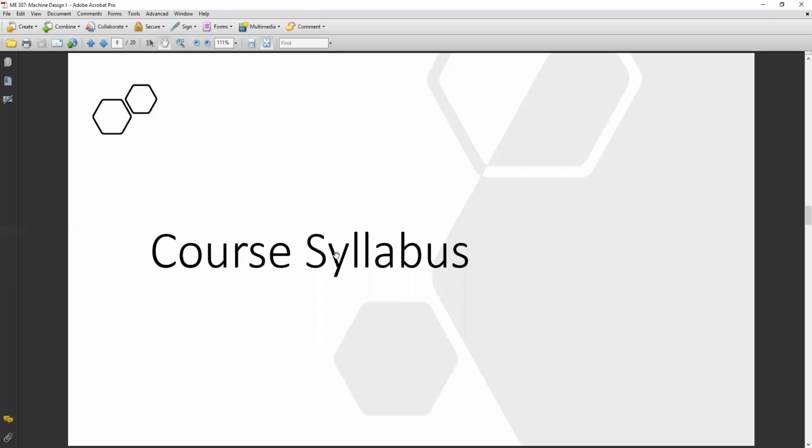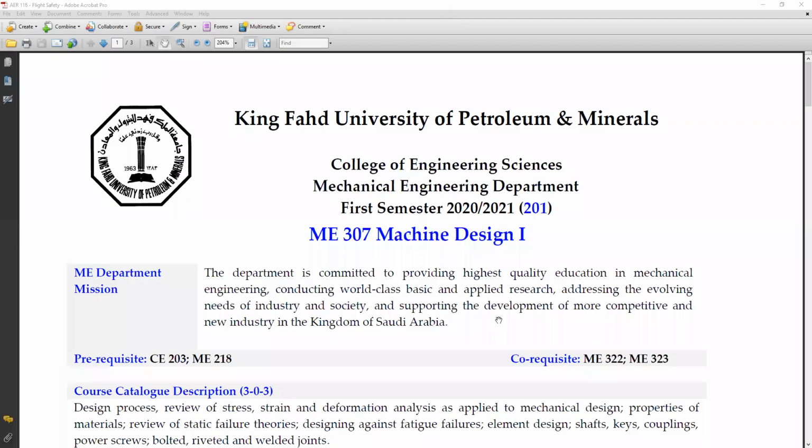experience. Okay, so let me talk now, go to the course syllabus and then stop this, and then we're going to go to the syllabus. Shabab, you know that the course syllabus is a contract between me as an instructor, the university as an institution, and you as a student. So this is very important.